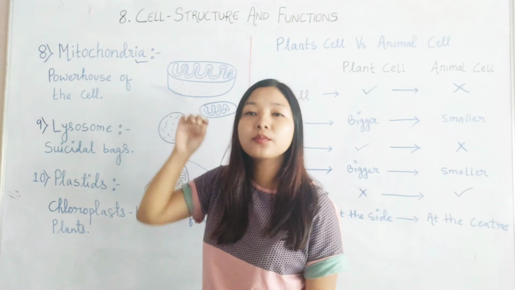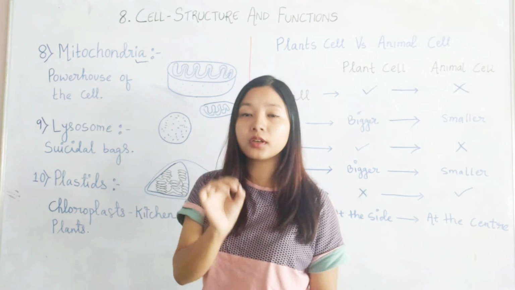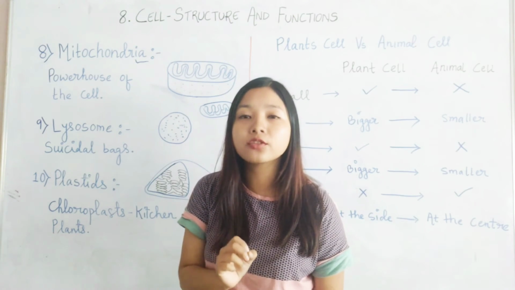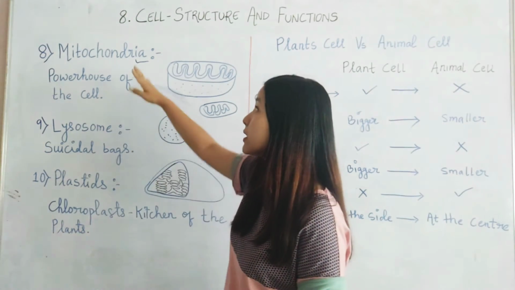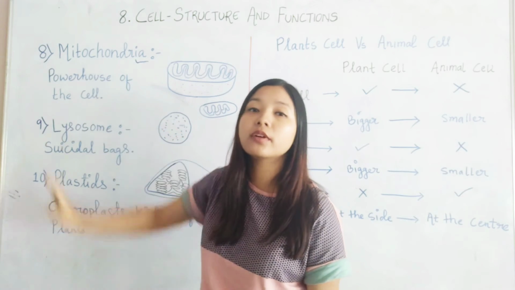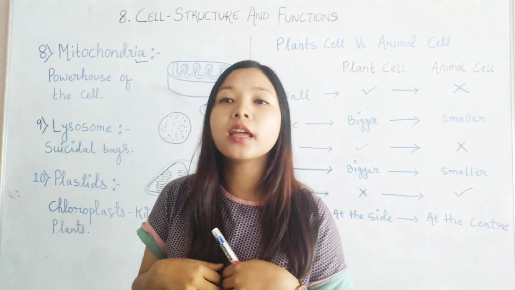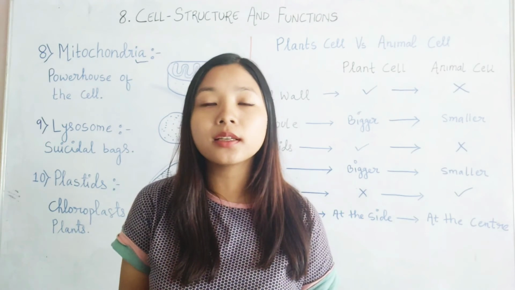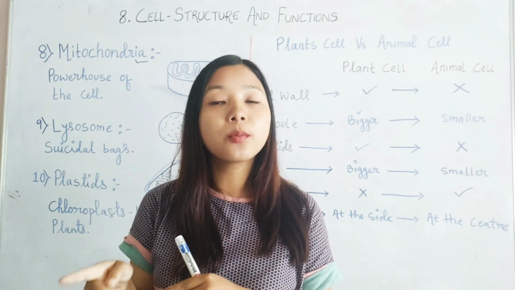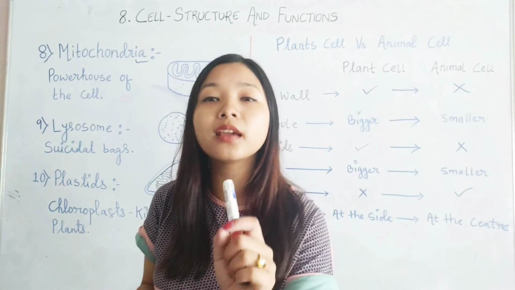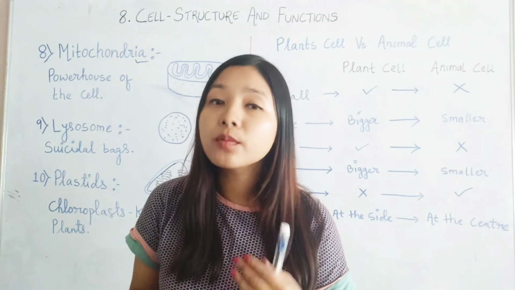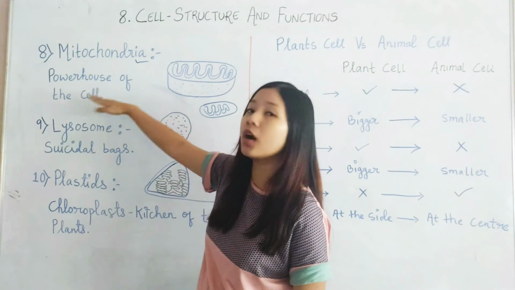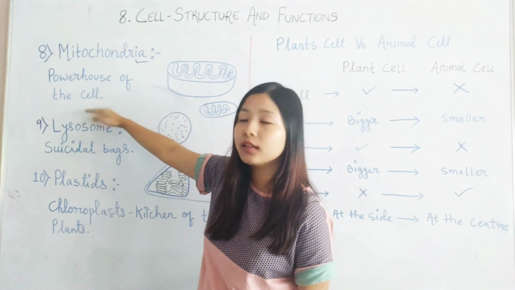That means the main work, the main process of production of energy, actually takes place in the mitochondria. Whatever food we have eaten actually ultimately, after digestion, goes into the cell, then goes into the mitochondria of the cell, and there itself the energy is produced. That is why mitochondria is also known as the powerhouse of the cell.